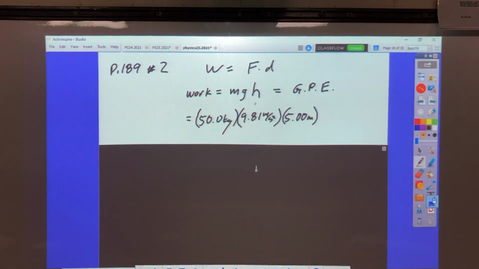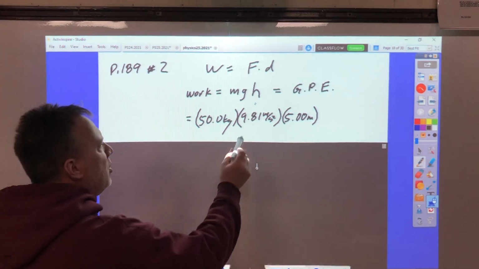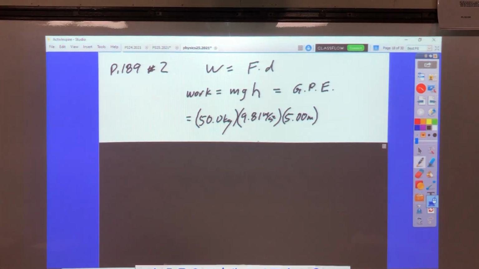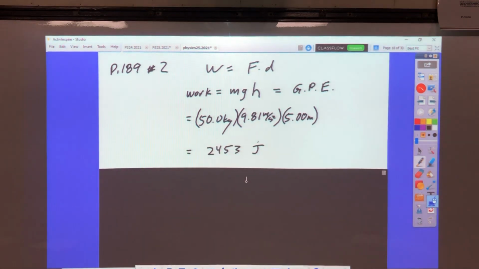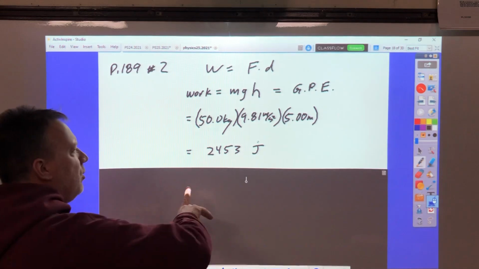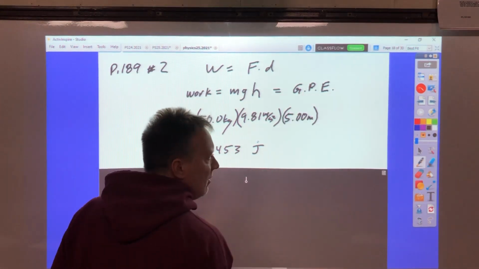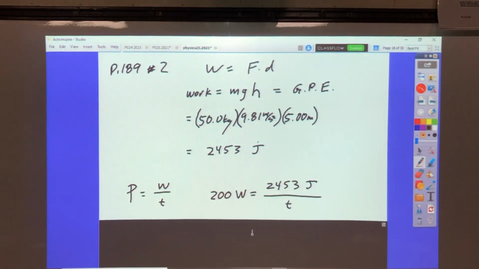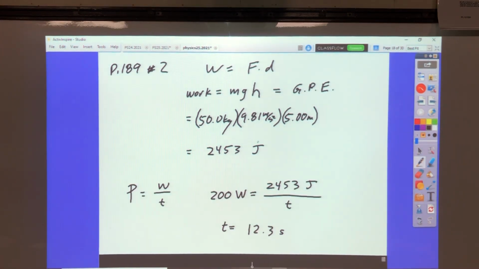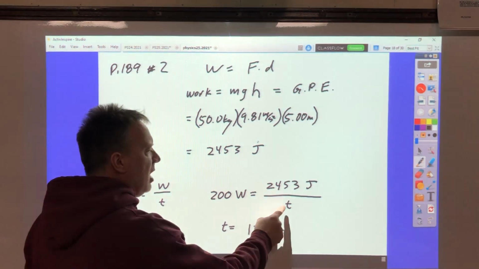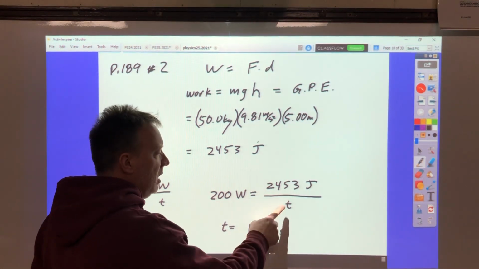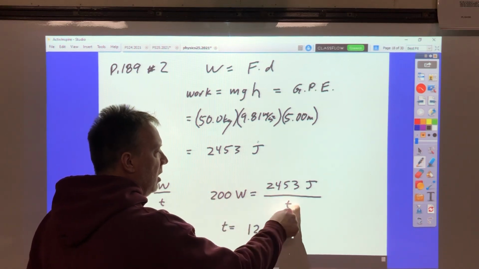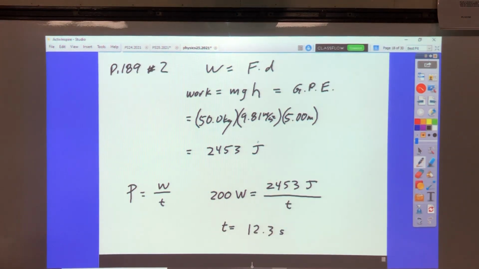Okay, so the student has a mass of 50 kilograms times 9.81 meters per second squared times 5 meters vertically. The amount of work done is 2,453 joules, which is also the gain in gravitational potential energy. And we have to divide that by 200 watts to find out how much time it took. 200 watts is quite a bit for a climber. So bring t up here, divide by 200, and you get 12.3 seconds. So that'd be pretty good.